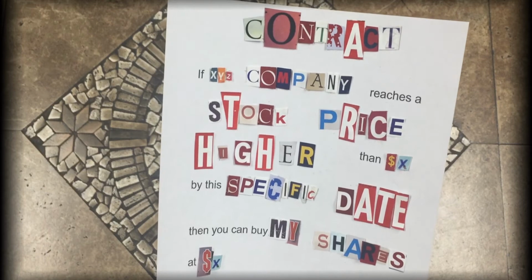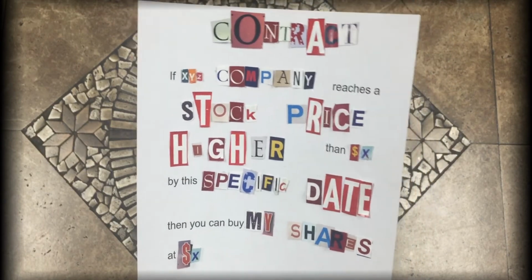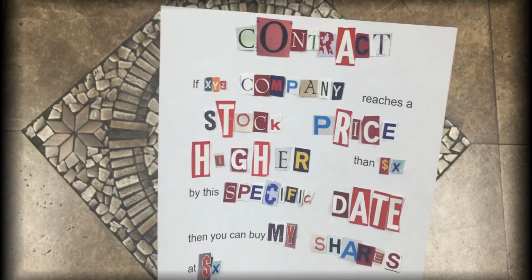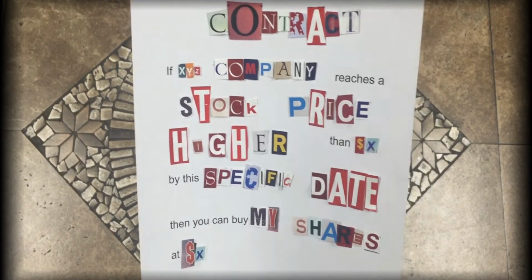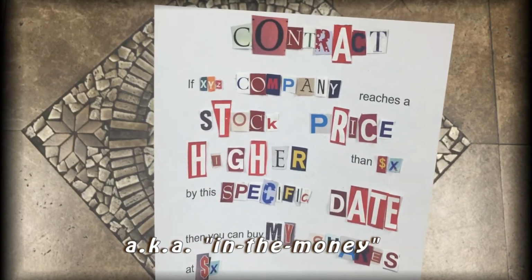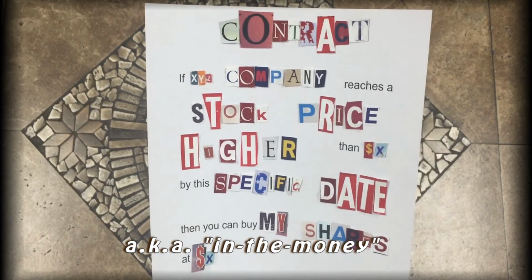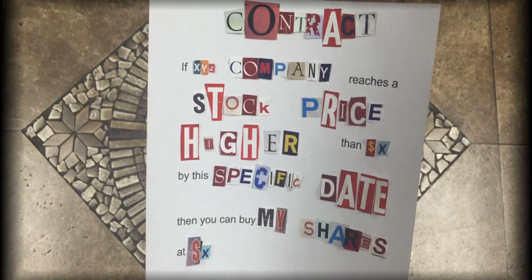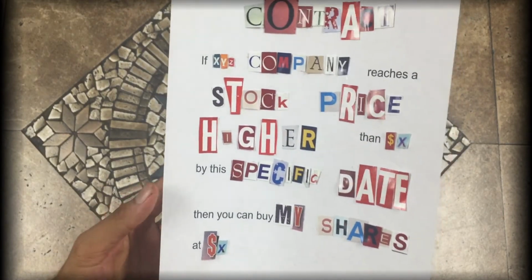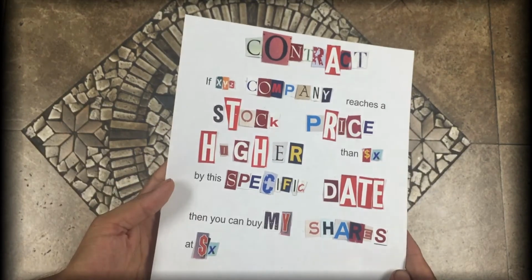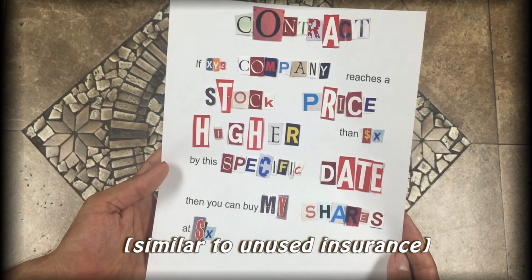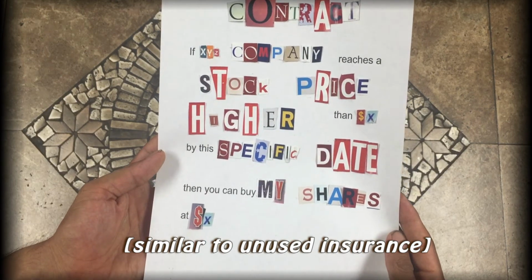If the stock price goes up and meets the terms of the options contract, you can then wave that contract in the face of the seller and say, hey, the stock price has gone up beyond the strike price. Options essentially give you the right, but not the obligation, to buy shares at the strike price. If the stock price does not exceed the strike price by the expiration date, the option becomes worthless. You basically bought an expensive piece of paper.